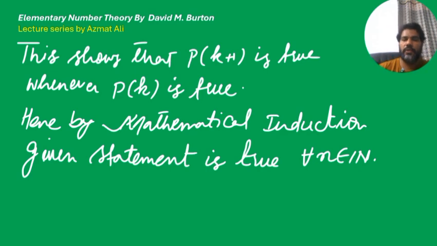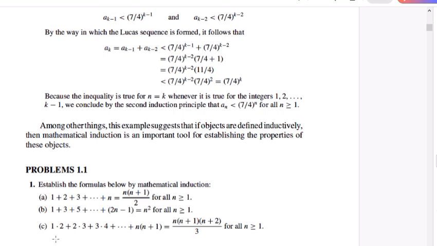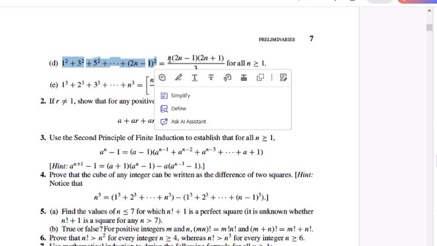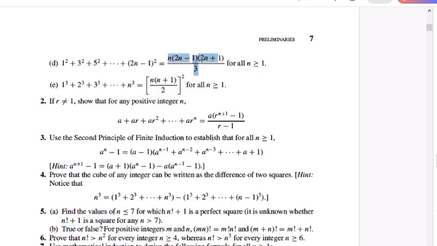Similarly, we try another question. So let us discuss its D part. In D part, we need to show that the sum of squares of the first n odd natural numbers is given by n into 2n minus 1 into 2n plus 1 by 3 for all n greater than or equal to 1 here.